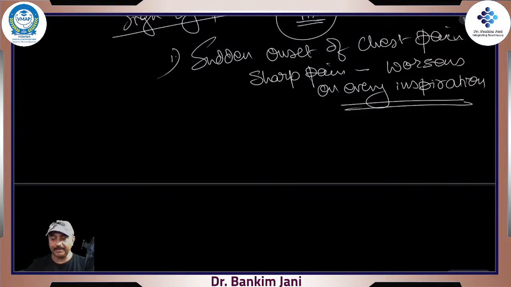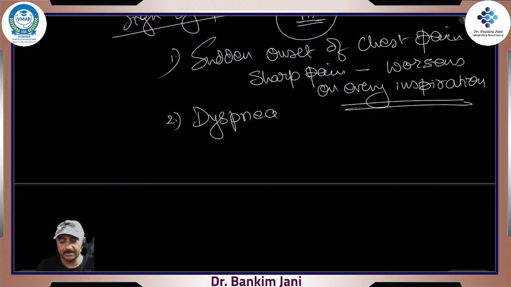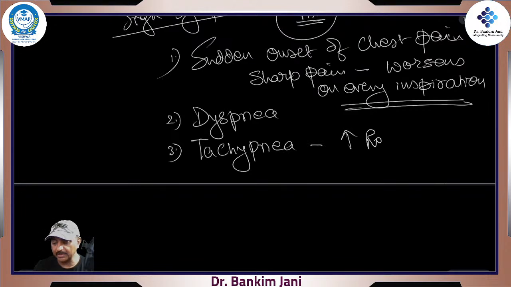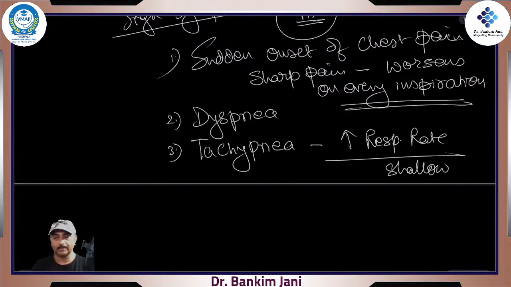So there is sharp pain which worsens on every inspiration. You know the reason, because the air is constantly compressing the lungs. There would be dyspnea, difficulty in breathing. There would be tachypnea, which is increased respiratory rate. So now you can say that respiration would be shallow.